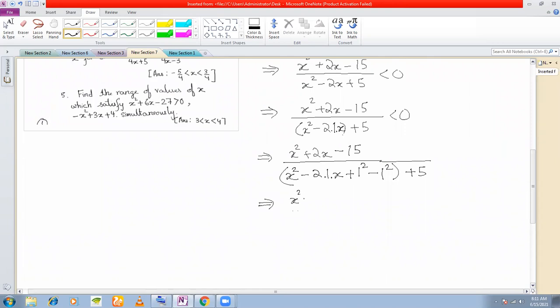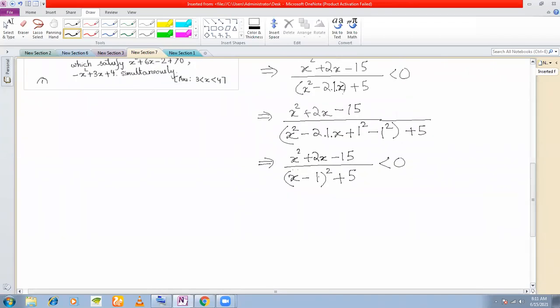That means x square plus 2x minus 15 divided by x minus 1 whole square plus 5 is less than 0. So clearly you have shown that the denominator is positive. That means this part here, x minus 1 whole square plus 5, is always positive. For whatever real values of x you take, negative values, positive values, the denominator will always be positive.